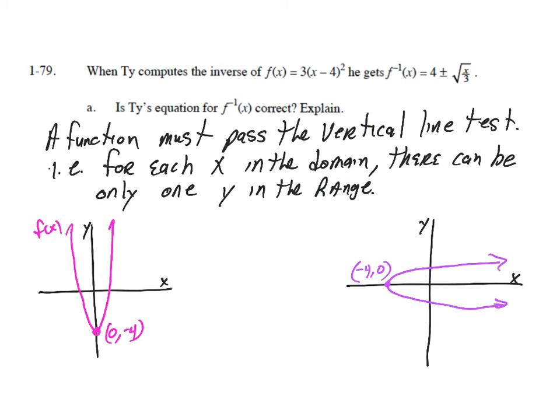The pink f of x is a function. The inverse, f inverse of x, is not a function. This does not pass a vertical line test. For this x value, x sub 1, there is a y sub 1 and a y sub 2.